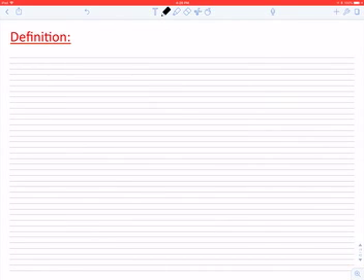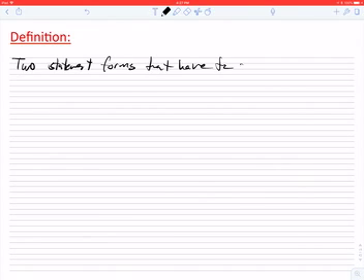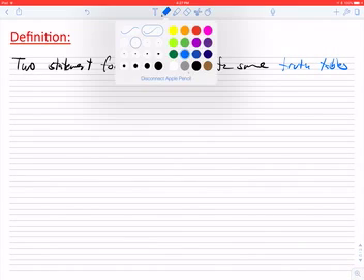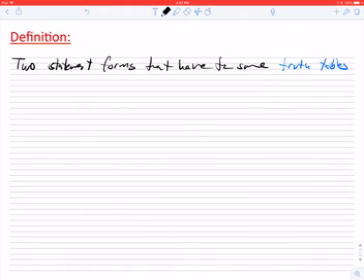Okay. So then we say two statement forms that have the same truth tables are called logically equivalent.